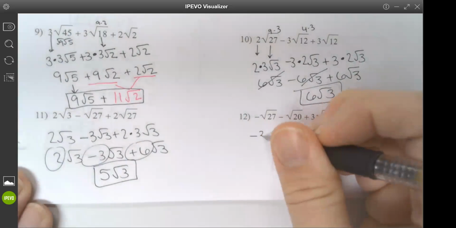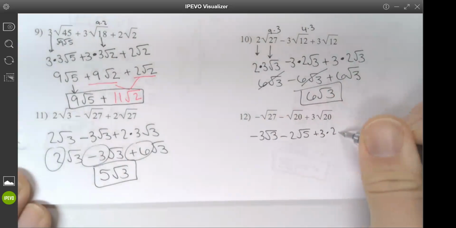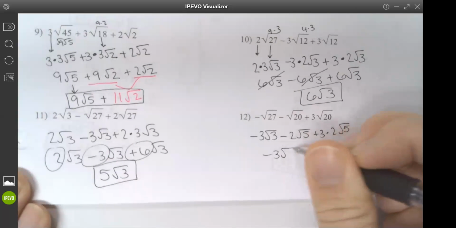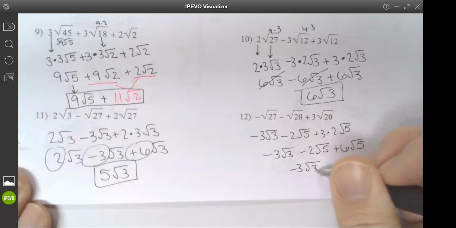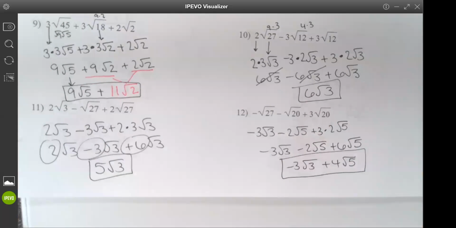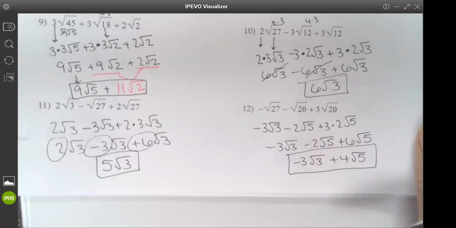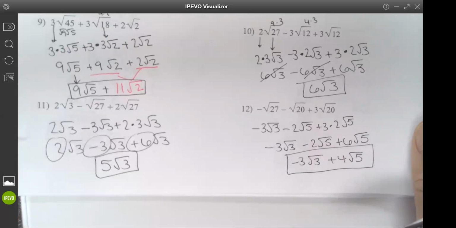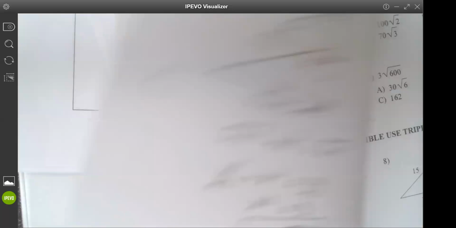And 12, let's see, you would have had -3 rad 3 minus 2 rad 5 plus 3 times 2 rad 5. You would have had 4 rad 5s. Can't combine the 3 rad 3s and the rad 5s. That would have been 10, or 12, sorry. Okay, so hopefully we're feeling somewhat confident with our rad stuff. Again, the further we get, like say Thursday, Friday, we're going to be using rads quite a bit with solving for some triangles. So we need to have that skill pretty solid in Algebra 1.